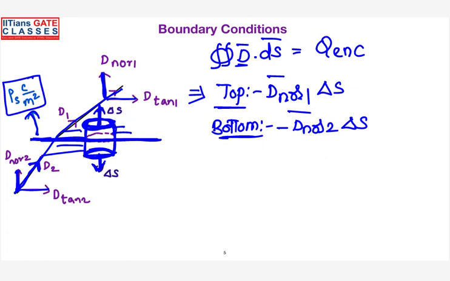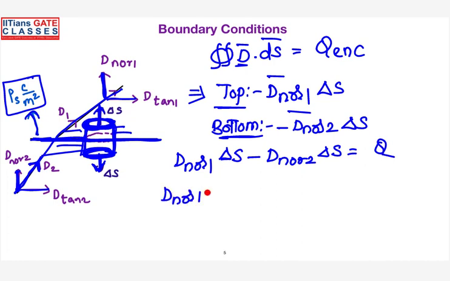So what will be the total flux leaving this cylinder? It is equal to the flux leaving the top plate plus the flux leaving the bottom plate. When you add both together, you get D normal 1 into delta S minus D normal 2 into delta S, which is equal to, let us say this surface encloses a charge of Q coulombs. I don't know the value of Q, so I just leave it like that. So D normal 1 minus D normal 2 is equal to Q by delta S.